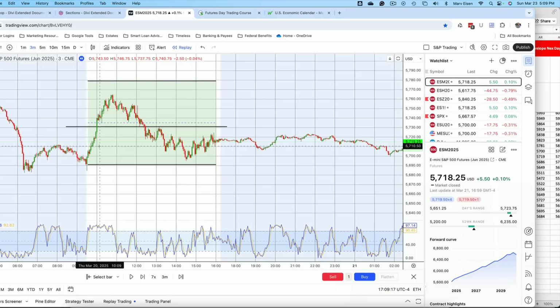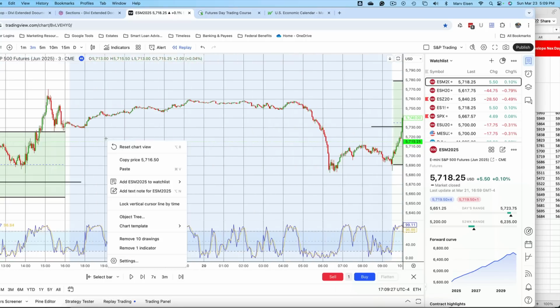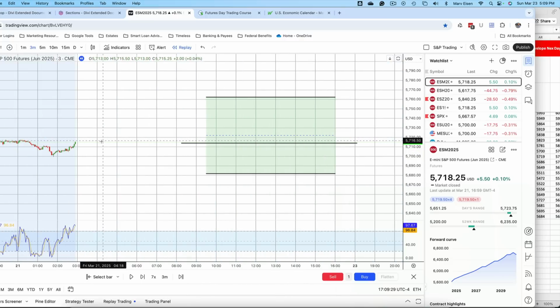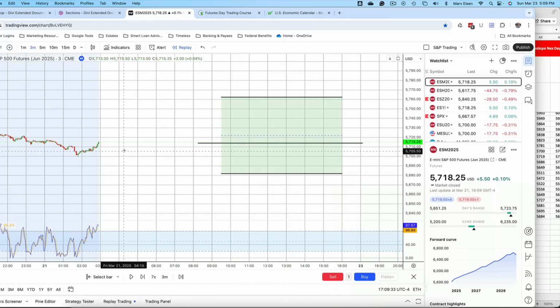So let's use the Taylor calculator to plot and see how the market traded on Friday, the following day, March 21st, okay? So I'm going to move over, whoops, wrong way. I'm going to move over to Friday's chart.